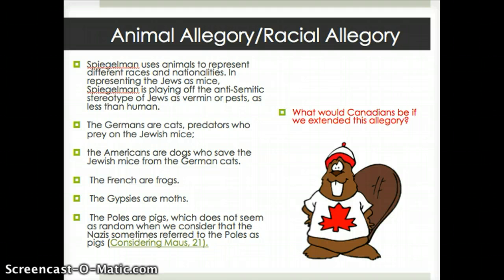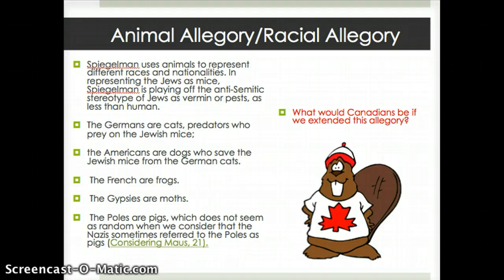So, if we were using Art Spiegelman's allegory that he invented for Maus, we could think about our own Canadian identity. There are no Canadians in the book, right? So we can project our assumptions of what the stereotypical Canadian might be represented by, and the only one I could come up with would be the beaver. So I think that extends Art Spiegelman's animal allegory to our identity as Canadians.